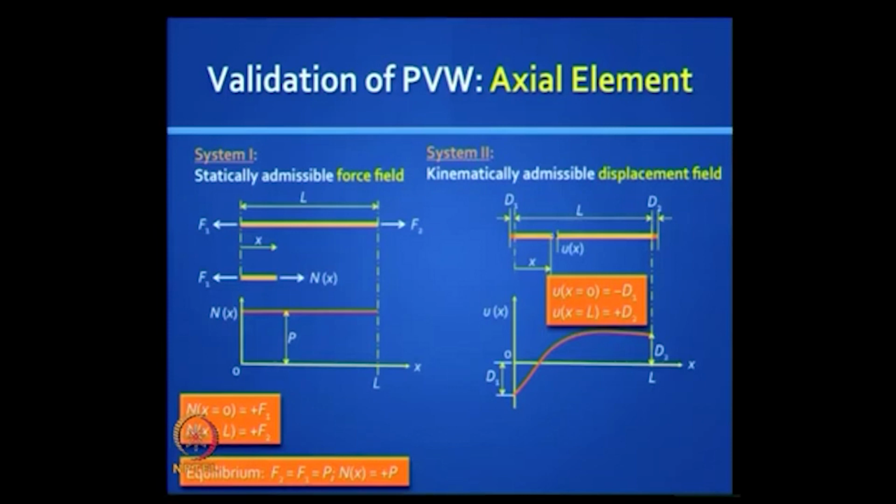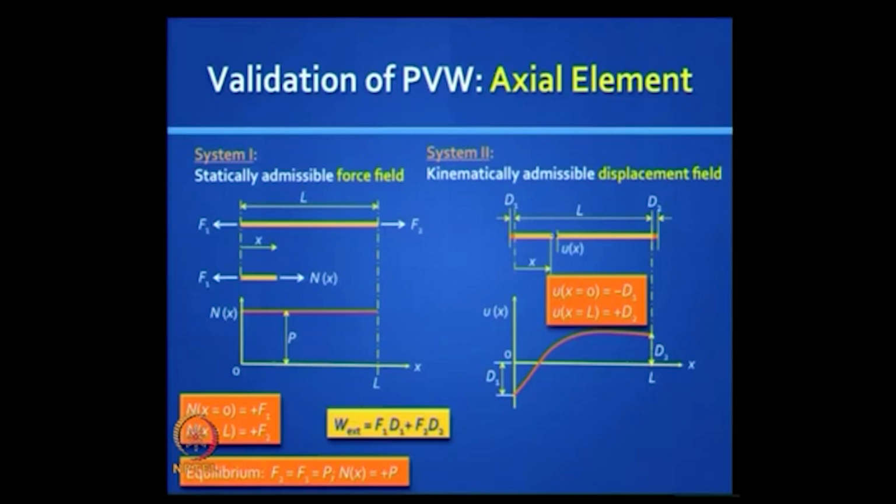Okay. So the compatibility requirement is that you must not have a break in the bar anywhere, which means that curve should be continuous, and there must be a compatibility relationship of u at x equal to 0 being equal to minus d1 and u at x equal to L being equal to plus d2, right. So this is a complete displacement field, it is kinematically admissible, and we will check whether the principle of virtual work operates here or not.